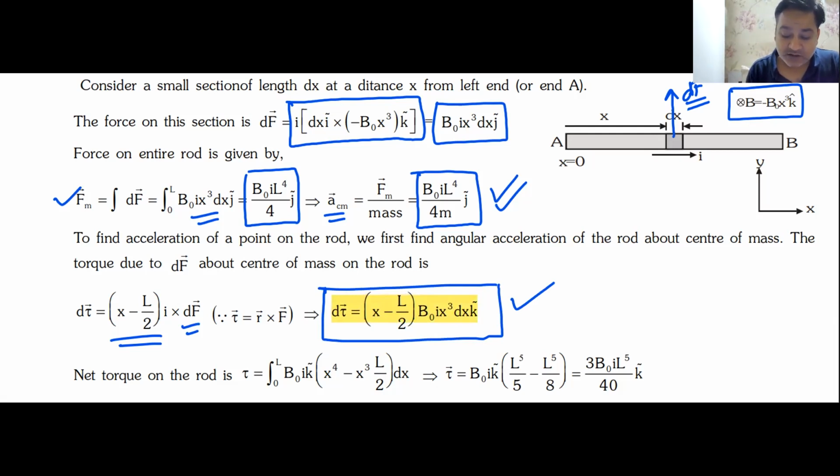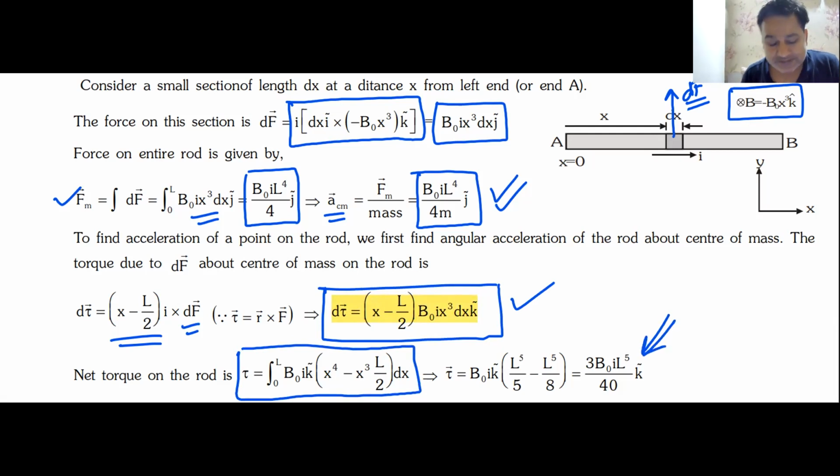Then I can find out the net torque. I will find the net torque by integrating it from 0 to L, and this will be the net torque along the K axis. But remember, the question does not finish here. Do we understand up till this point, beta? Yes, sir. The question does not end here, because I have to find the acceleration of a point.